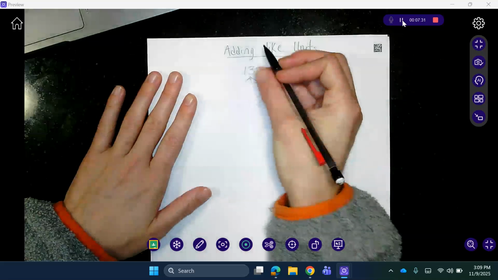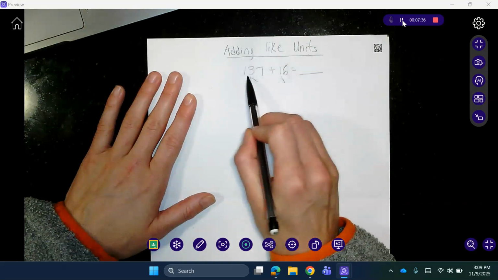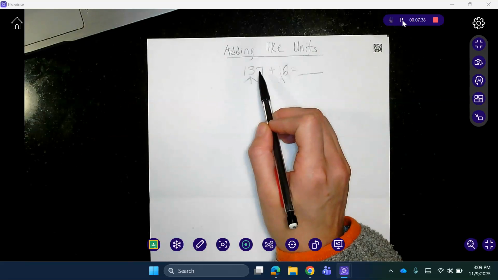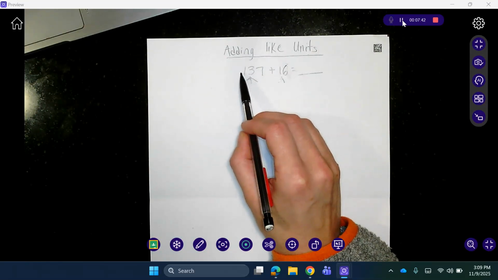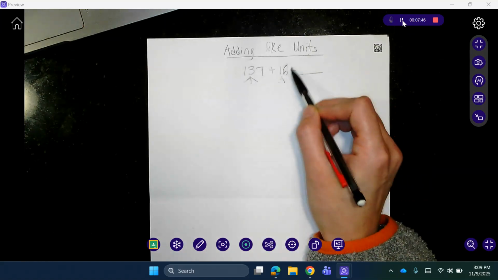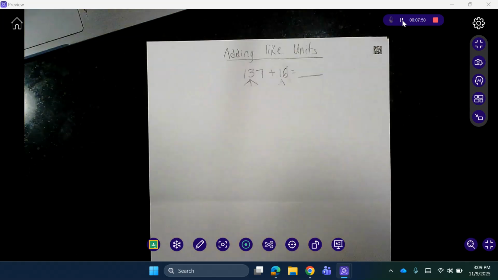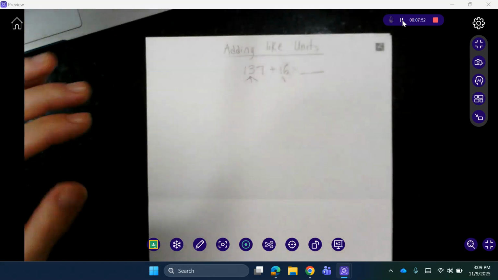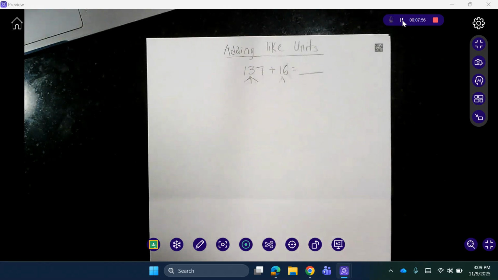Great job. Yes, this number 137 has 3 parts because it's made up of 3 different units. And tell me, what are those 3 units? Yes, good job. They are the hundreds, tens, and ones. Whereas 16, it only has 2 units. It only has the tens and the ones. Oh, let's focus this back up. Sorry, friends. All right, here we go.